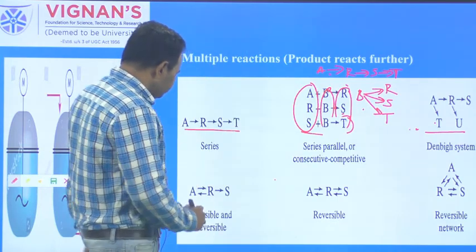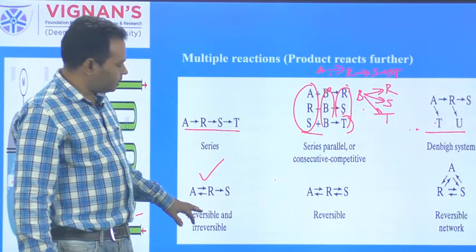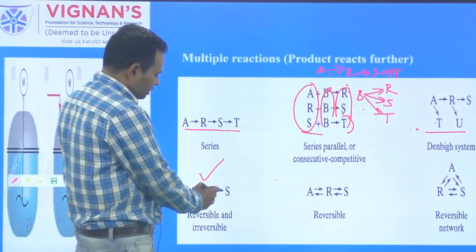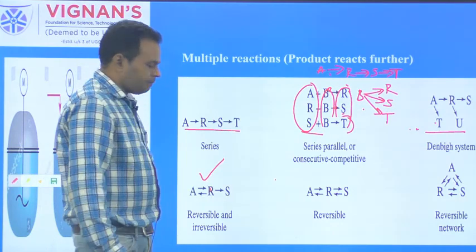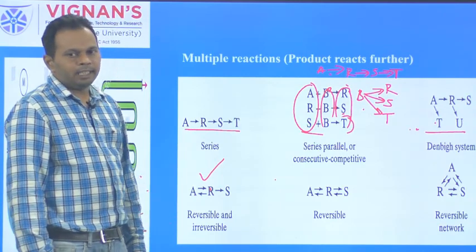And next one, we can have the series reactions, but in this case the first one is the reversible one and second one is the irreversible one. So first one A to R, that means first reaction is reversible, and by disappearance of R we can have the formation of S. This is the irreversible one. This is similar to the single substrate single enzyme reactions.